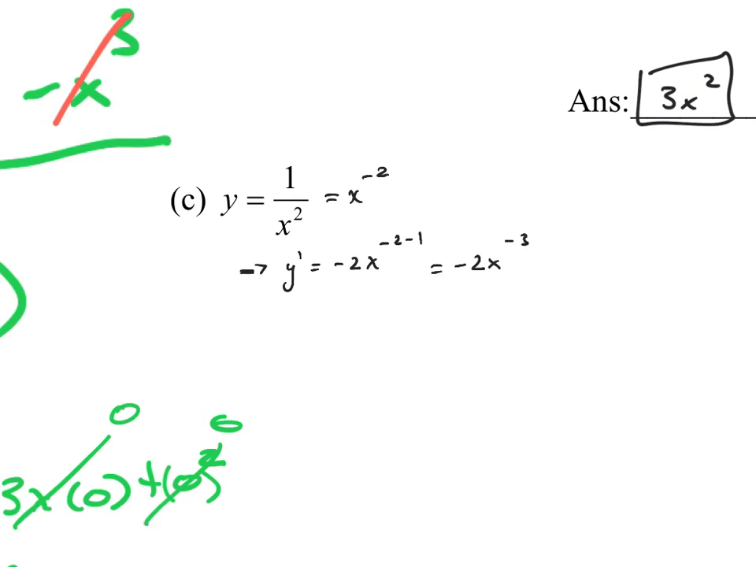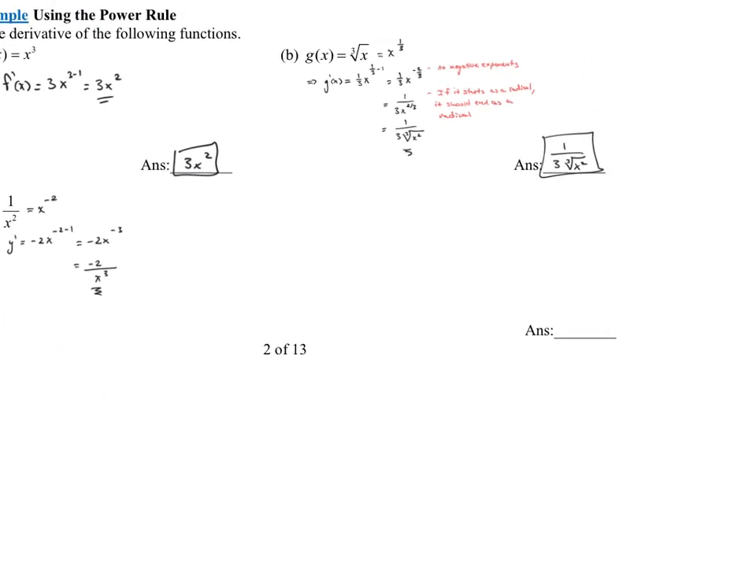But then remember, we cannot have negative exponents in our final answer. It's not an option. So what do we move to the denominator? Remember, we cannot move the -2 to the denominator unless it's in parentheses. That -2 is not in parentheses, so the -2 has to stay up. Only the x is coming down to the denominator. So the final answer to the problem would be -2/x cubed.